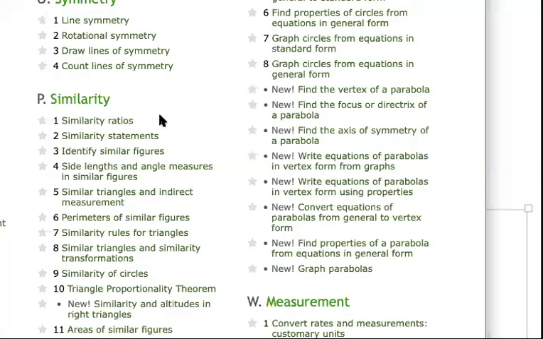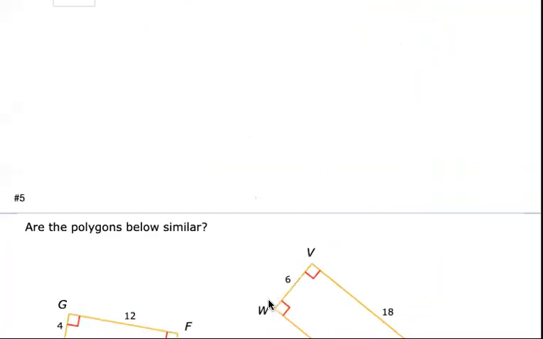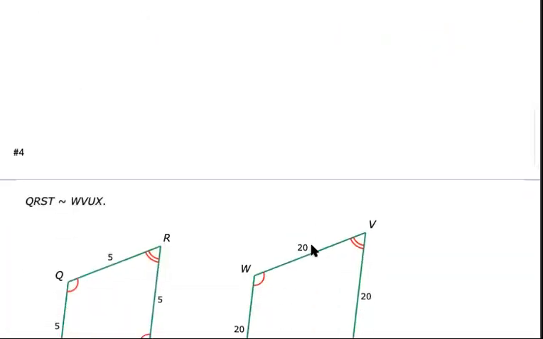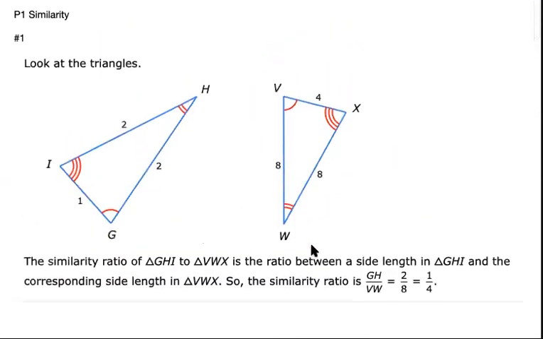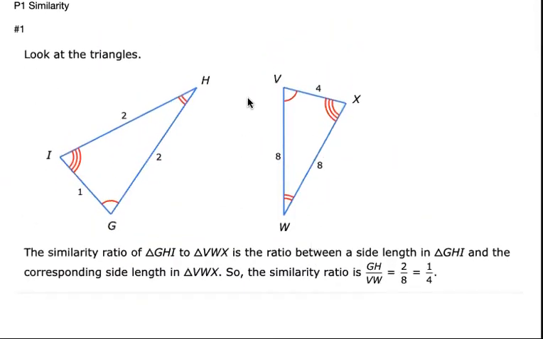I'm going to cover similarity ratio, P1 and P2 similarity statements. All right, so let's take a look at some problems here. So from the top, P1 similarity is just looking at the different objects, different shapes, that is. Look at the triangles in this case.